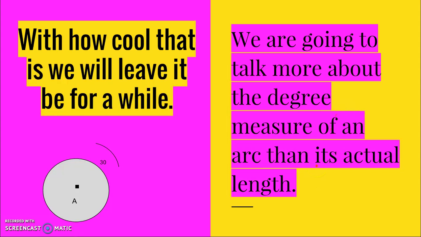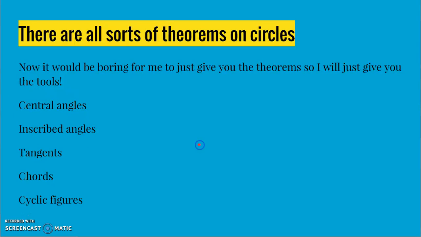Alright. So with all the cool information we have, we'll leave it be for a minute, and this is just a better picture of what an arc is. I pretty much just separated this out and said this is 30 degrees. So it'd be like 1/12 of a circle, roughly, right? And that's just a rough example. It's not exact. Don't measure it out. It's probably not 1/12. But we're going to talk more about the degree measure of an arc instead of its actual length, right? And how much of the circle it takes up and not how long it is.